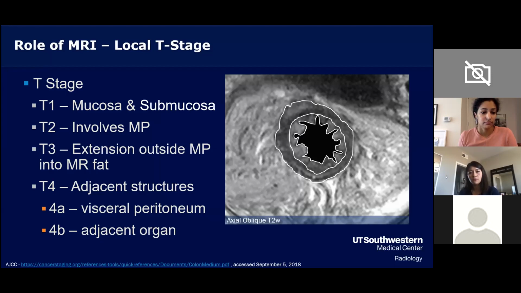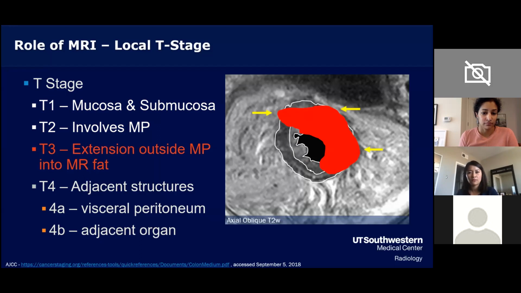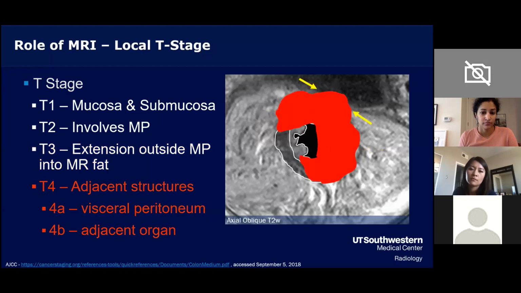So the local T stage, as I mentioned, is determined when you determine the relationship of tumor relative to the walls of the rectum. Here we have a tumor that is confined to the mucosa and submucosa. So this is a T1 tumor. This tumor here is involving the muscularis propria, but not going past it. So this is a T2 local stage tumor. And if you have a tumor that's extending past the muscularis propria into the mesorectal fat, that becomes a T3 tumor. And the T4 tumor will involve either the visceral peritoneum or any adjacent organ. So that's a T4 tumor.